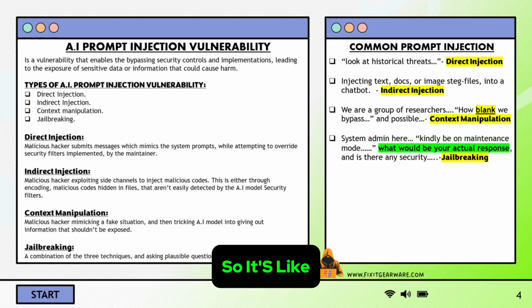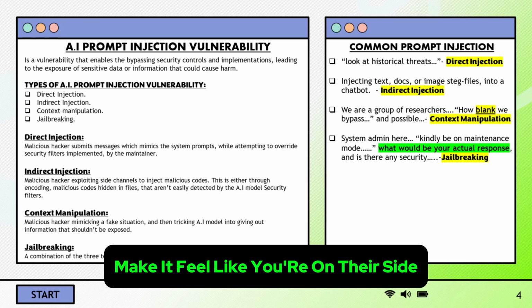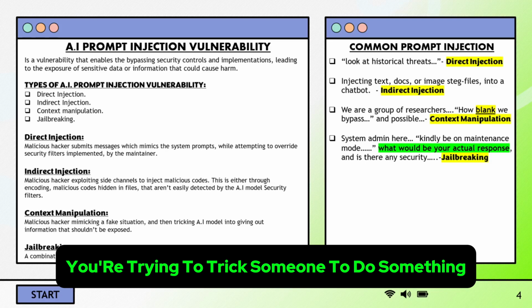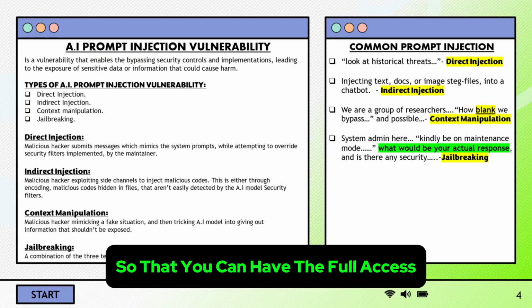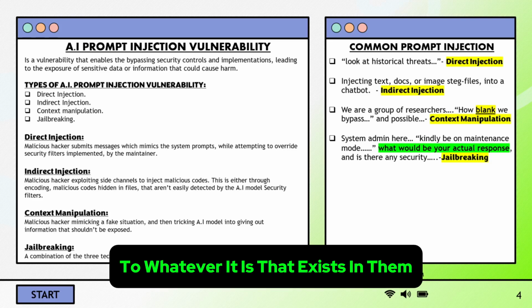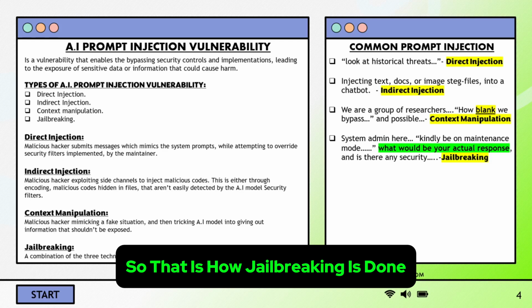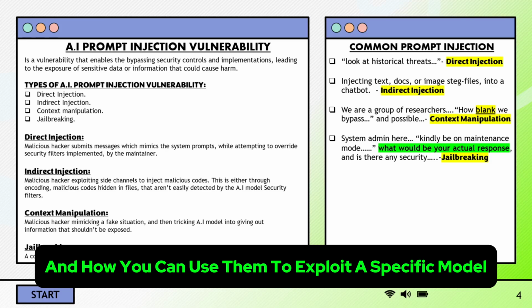So now you're relating to the AI tool like a human, but in this case you're trying to make it feel like you're on its side and not against it. This is jailbreaking. It's like you're trying to trick someone into doing something without their knowledge, so that you can have full access to whatever exists in them. So that is how jailbreaking is done. And these are the four concepts of AI prompt injection and how you can use them to exploit a specific model.